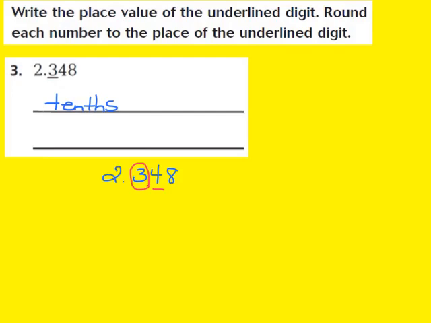So I'm still going to have my whole number 2, then my decimal, and my 3 will stay the same. But my last step in this process says that I now have to drop the digits to the right of the circled digit. So my 4 and my 8 are going to disappear, and in rounding this number correctly, what I end up with as my answer is 2 and 3/10. And I've now rounded my decimal number to the nearest tenths place.